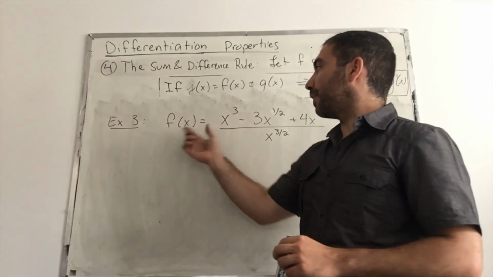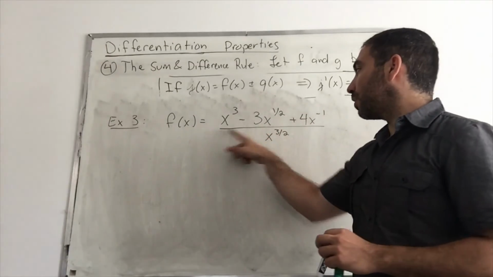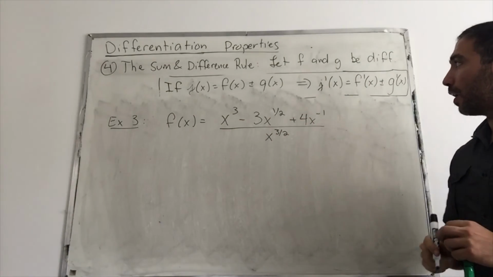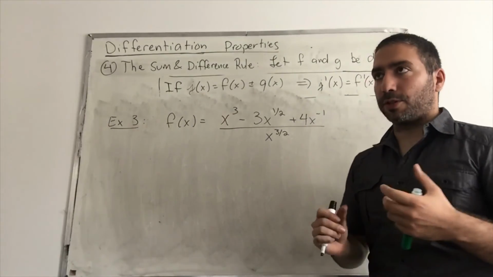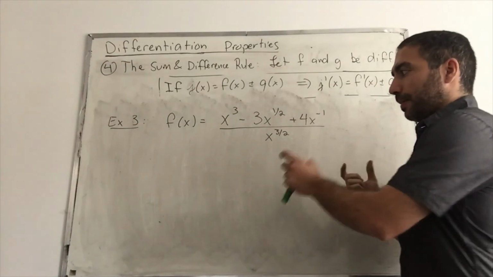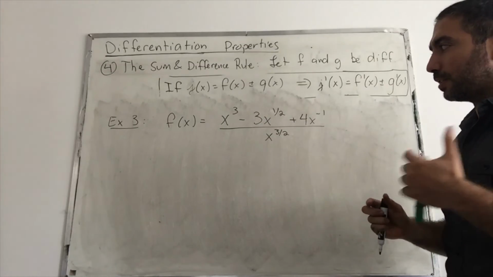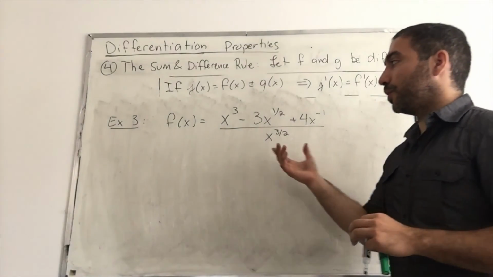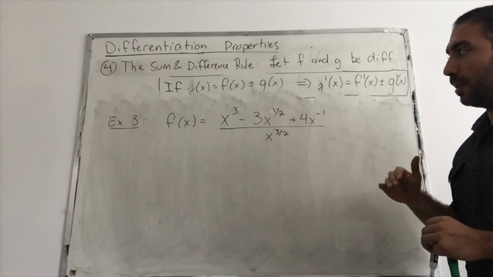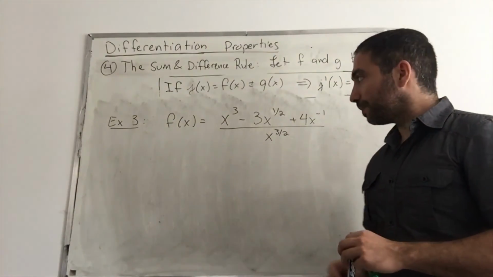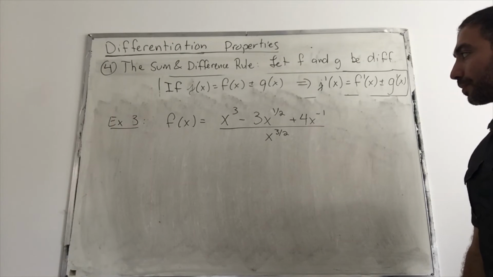We have the function f of x equals x cubed minus 3x to the 1/2 plus 4 times x to the negative 1, all that divided by x to the 3/2. In the previous example, example 2, we saw a function which was squared, so it was the same term multiplying itself. We could have used a product rule, not the most efficient way of doing it, but that's something we haven't seen yet, so let's refrain from using that. Here we have a division, so you could use quotient rule if you've seen it, but try to solve it without using quotient rule. I think it's even easier without using quotient rule.